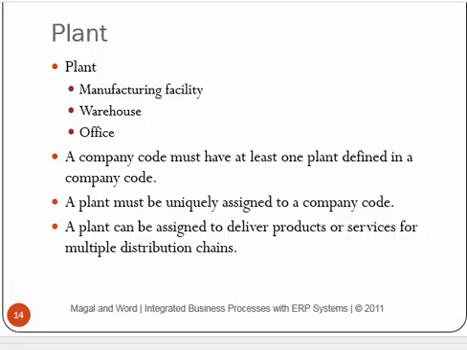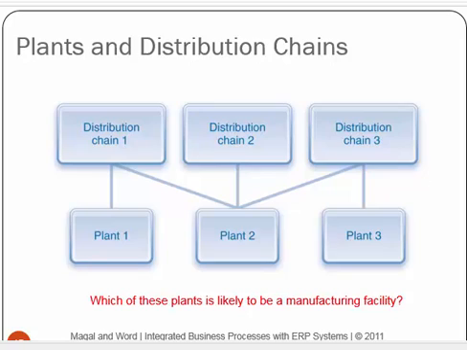Okay. So we have here plant 1, plant 2, plant 3, and plant 1 is sending or selling through distribution chain 1. Plant 2 is sending to all three of them, and plant 3 is just sending to distribution chain 3. And it says which of these plants is likely to be a manufacturing facility.